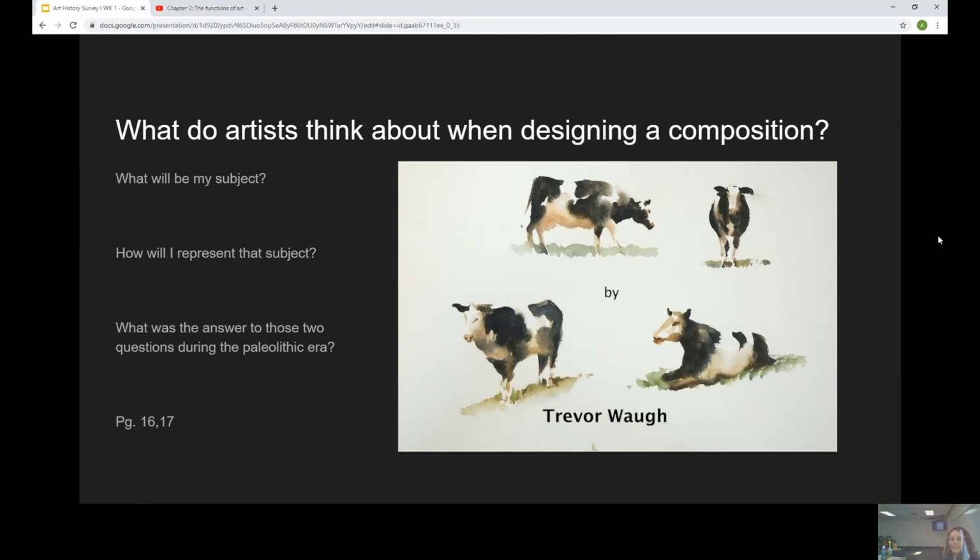And of course, thinking about it, what are the two answers to the Paleolithic era art? Well, answer one would be to make sure if it's something with horns, to show horns. Answer two would be make sure to show profile.